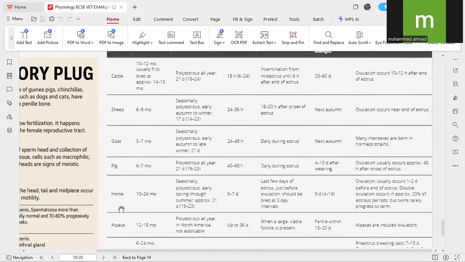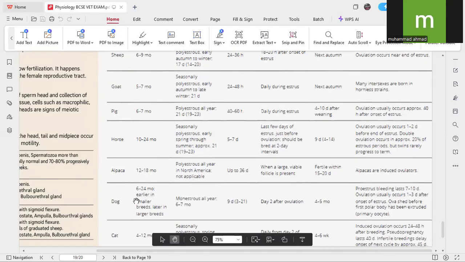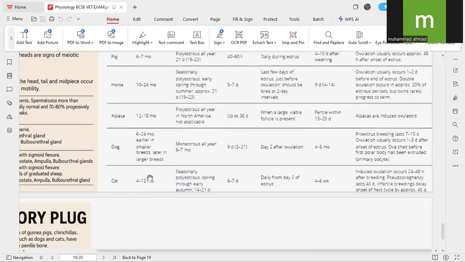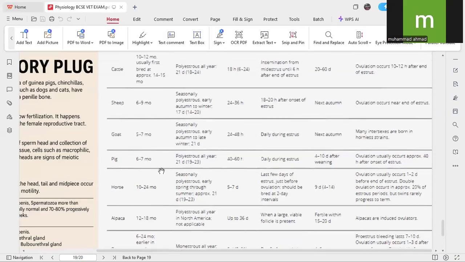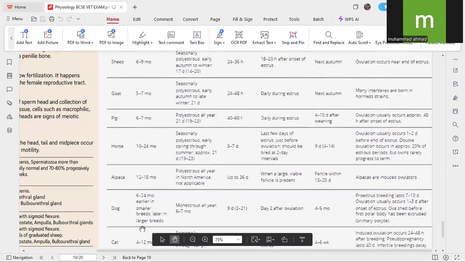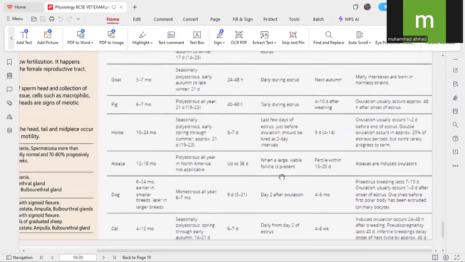Pig: puberty at 6 to 7 months. Horse: 12 to 24 months. Alpaca: 12 to 18 months. Dog: 6 to 24 months, early in the smaller breeds and later in the larger breeds. Cat: 4 to 12 months. Pig, horse, and alpaca are polyestrous. Dog is monoestrus. Cat is polyestrous all year. So this is the table you can go through.